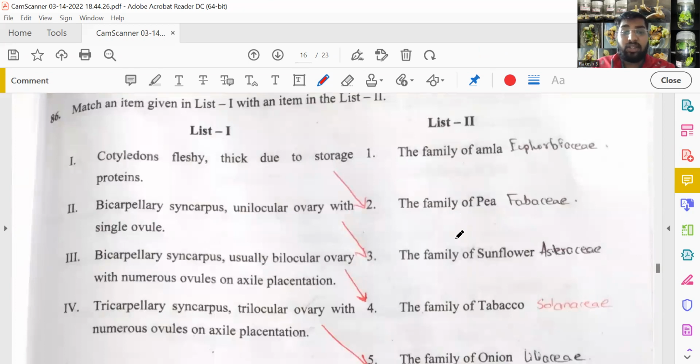Cotyledons are fleshy and thick due to the storage of proteins. Only Fabaceae members have this feature, that is the Fabaceae family. So that is the right option.